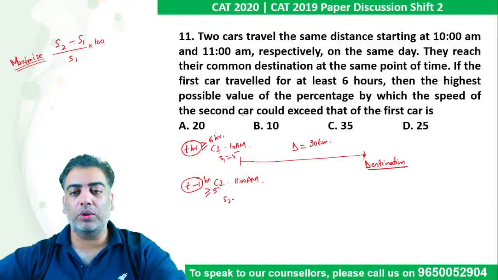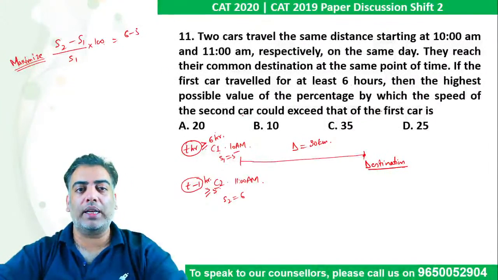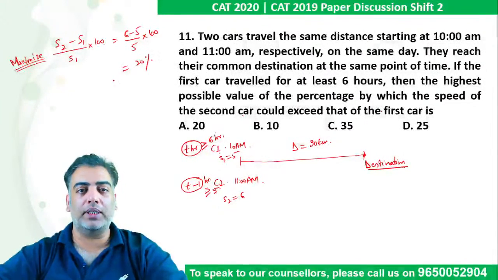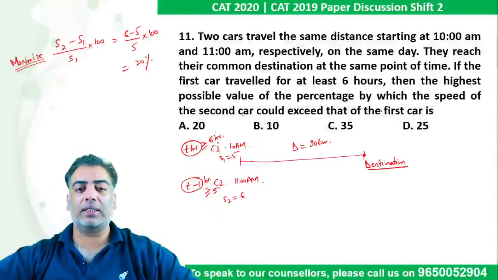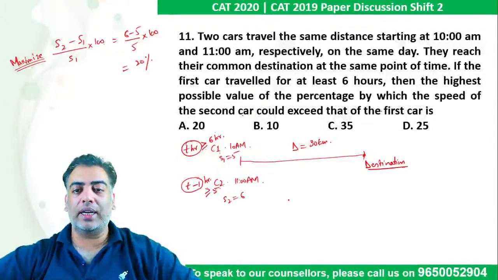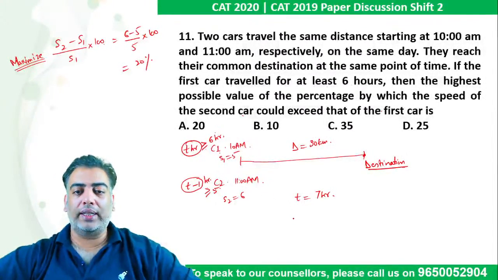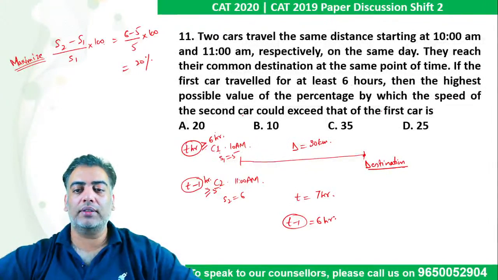Speed of car 2 comes out to be 30 upon 5, which is 6 km per hour. So the percentage change is (6 minus 5) upon 5 into 100, which is equivalent to 1 by 5, comes out to be 20%. Now instead of time taken by first car being 6 hours, let's assume T was 7 hours. So in that case, T minus 1 for second car comes out to be 6 hours.